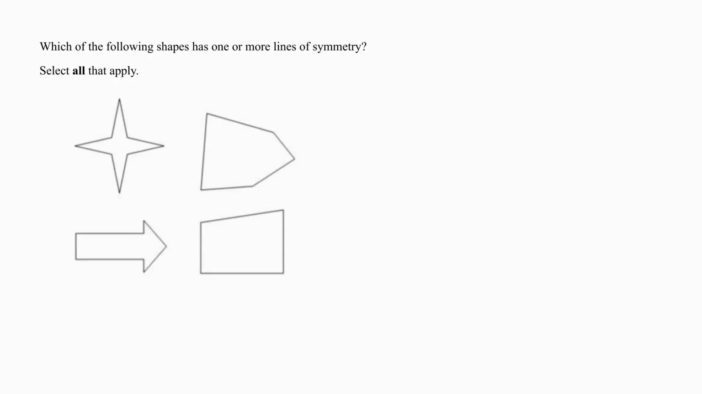Let's take a look at this question together. We are looking for lines of symmetry. Think of a line of symmetry like a fold line. If you can fold a shape along a straight line and both halves match up perfectly, then that line is a line of symmetry. Let's look at our 4 shapes one by one.